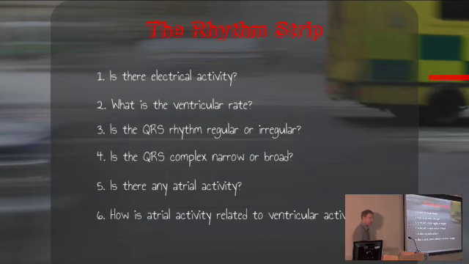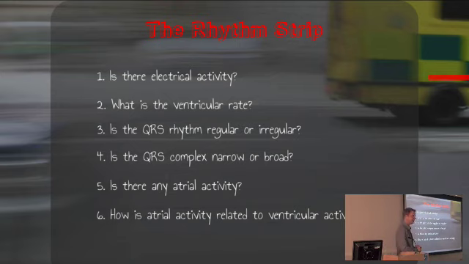When we look through the rhythm strip, I have a system, and this is the one that we teach on advanced life support courses. I think it's quite a good one. You ask 6 simple questions, and this will really help you to identify any rhythm. The first question, is there any electrical activity? If there's not, you'll be pretty worried. You'll be checking the leads, and you'll want to know if the patient's in asystole, won't you?